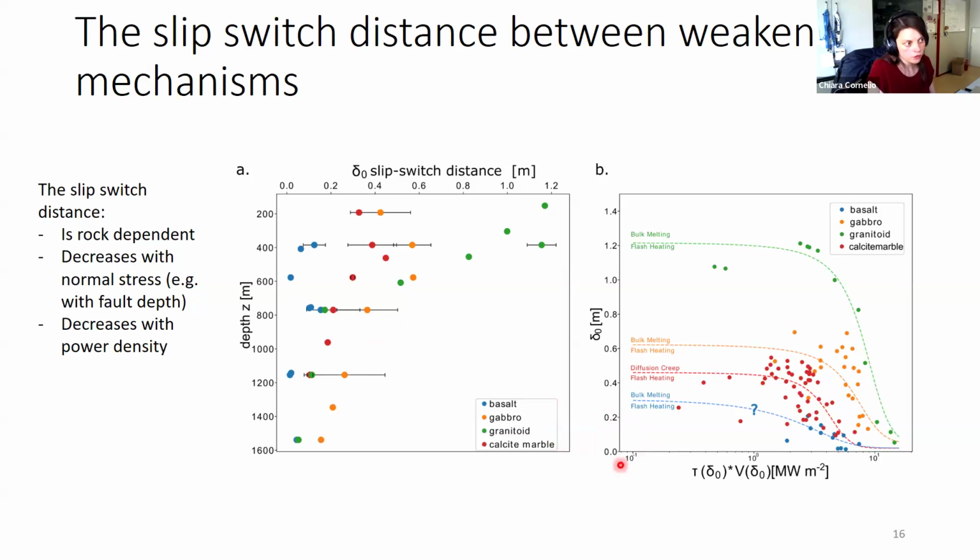Another way to look at this graph is to look at the power density, the product of the shear stress and the slip rate that we impose at the moment of the switch. If we take, for example, a constant power density, like for example, I don't know, 20 megawatt per meter square, we can see that the slip switch distance really changes with the lithology that we are investigating. However, for a bigger power density, this change decreases.